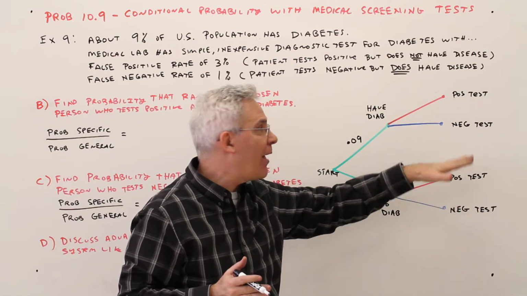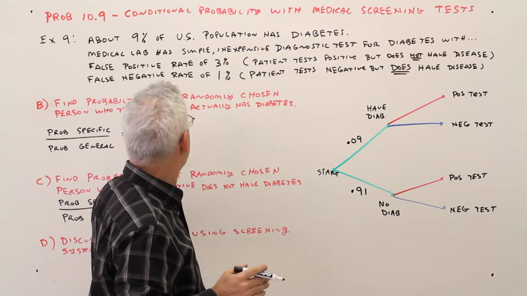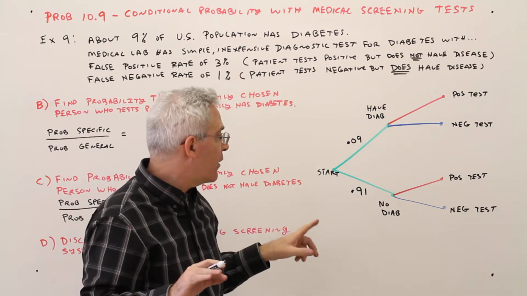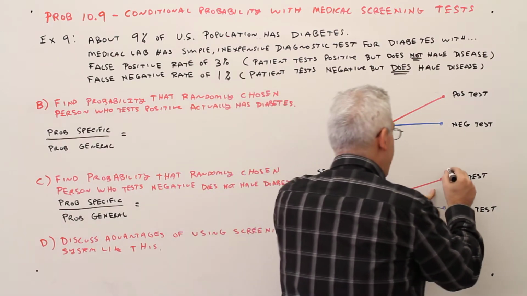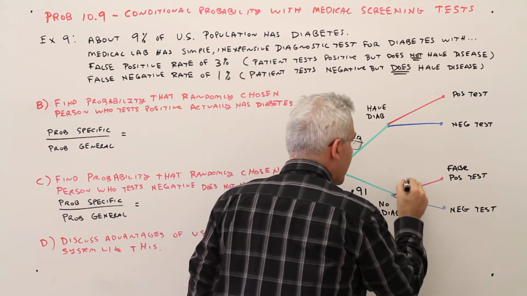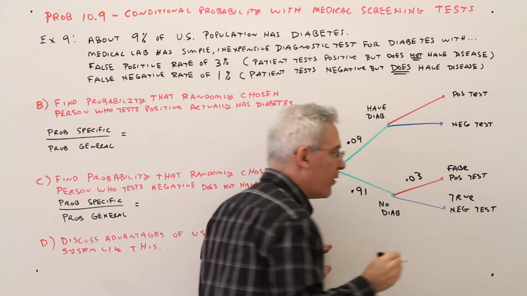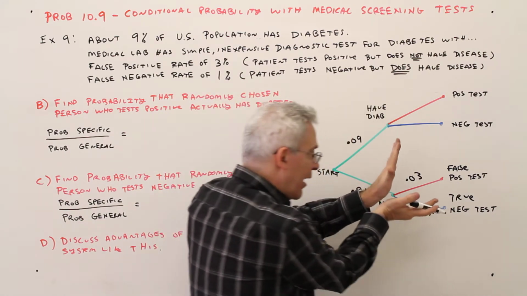Over here, let's fill this out. They said a false positive of 3%, which means you test positive, but you don't have the disease. So here, you don't have the disease, you test positive. This is the false positive, and that would be 3%. Then this would be the true negative, and that would be 0.97. Again, they sum to 1.